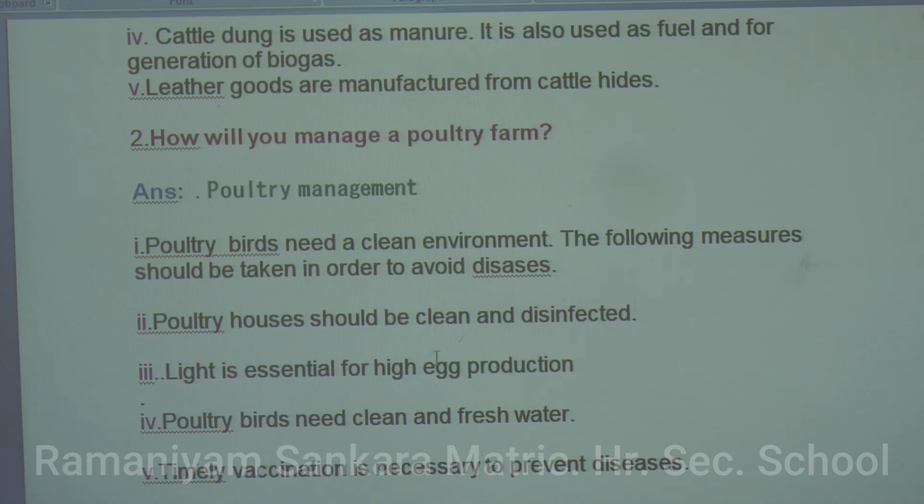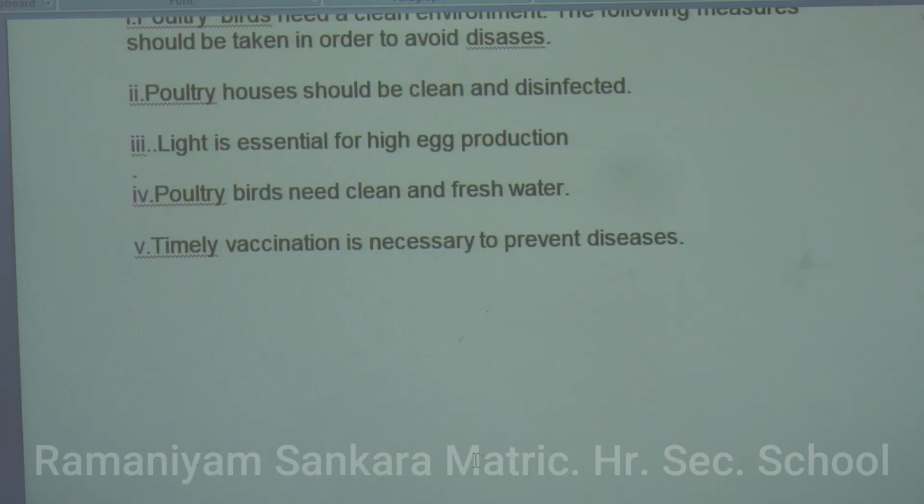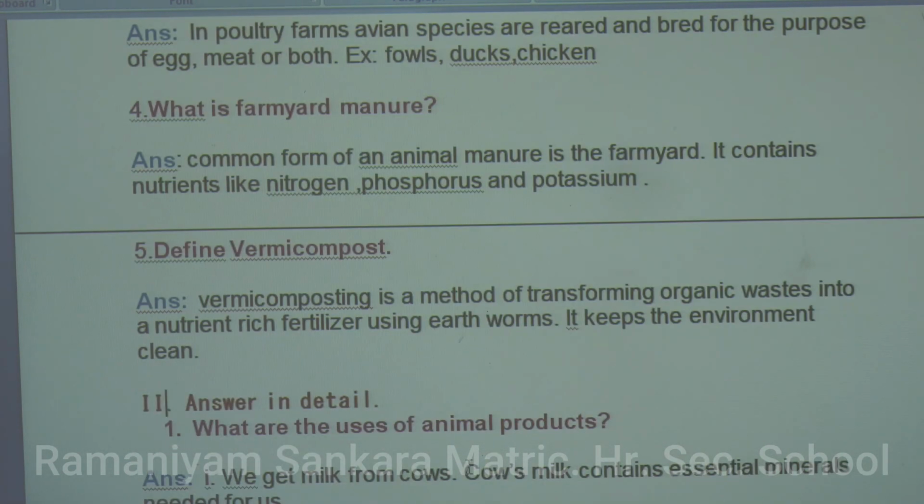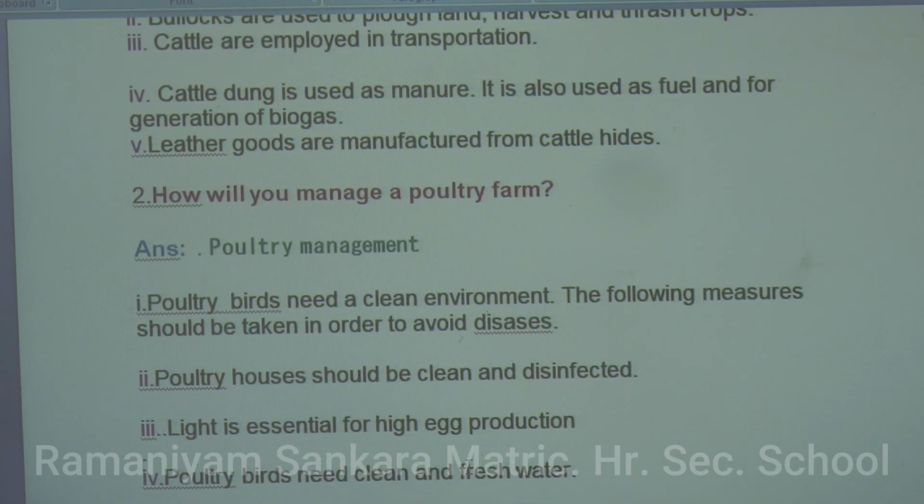Light is essential for high egg production. For hens to lay many eggs, light is certainly essential, one of the most important things. Next, poultry birds need clean and fresh water. Clean food and fresh water are important. Timely vaccination is necessary to prevent diseases. Okay, so this is the detail, only two details. It is very easy to learn. Studying is also very easy.